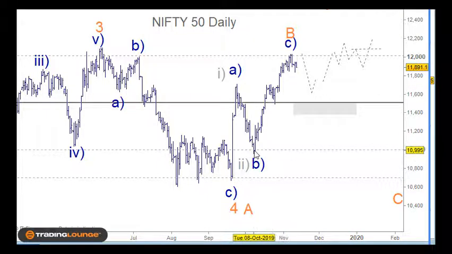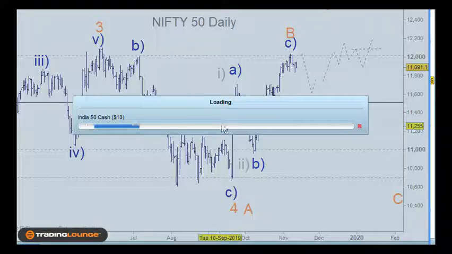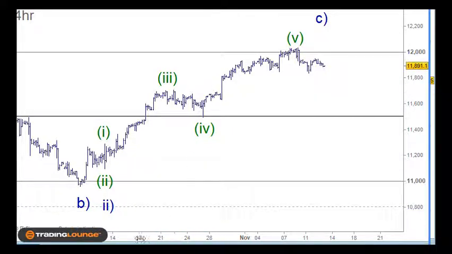I mean, it counts quite nicely, I have to say, as 1 and 2 and 3 and 4 and then 5 here, and then 1 and 2 and 3 and 4 and 5. So it does count quite nicely as an impulse wave that is completed at this point, and that's why we have shorted it in here. But I'll just work in from the 4-hour chart. So yeah, 1 and 2 here and 3 here and 4 here and 5 here.